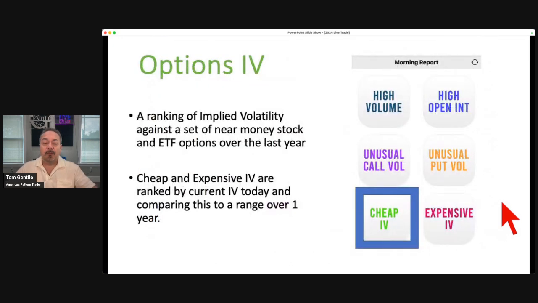What we're able to do is look at one of a half a dozen different groupings of options IV. We can look at what has the highest volume, highest open interest, unusual calls, unusual puts, cheap and expensive implied volatility. And we're looking at cheap implied volatility right now. So that's a ranking of IV, like I said, set against near money stock and ETF options over the last year. Where we come up with cheap and expensive, we take that range and we see where are we today. We look at all the optionable stocks, we rank them, to see what are the cheapest and what are the most expensive based on their ranges and where they are.